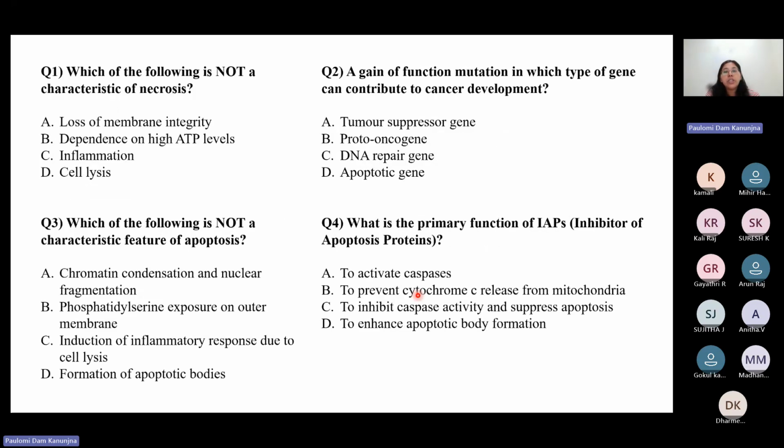And the last set of questions so that we move ahead to the last topic of today's session, which is meiosis. But before that, which of these is not a characteristic of necrosis? A gain of function is basically promoting an activity. So gain of function mutation in which type of gene can contribute to cancer development? Which of the following is not a characteristic of apoptosis? And what is the primary function of IAP? This is what I missed out. IAP is basically inhibitors of apoptosis proteins. What would they carry out? Easy questions, quickly doable questions.